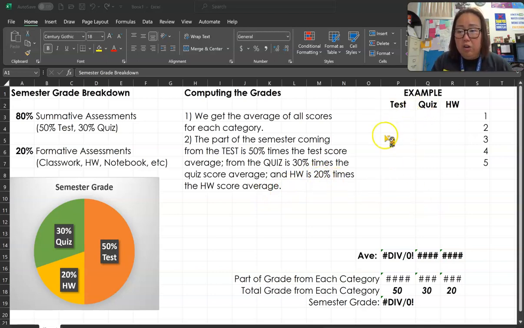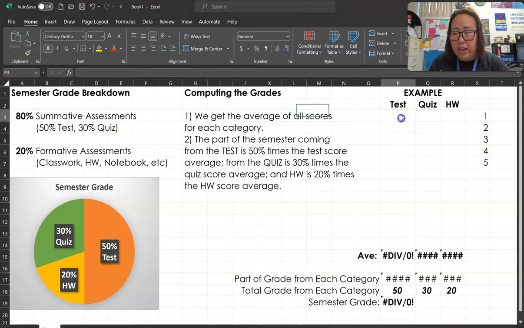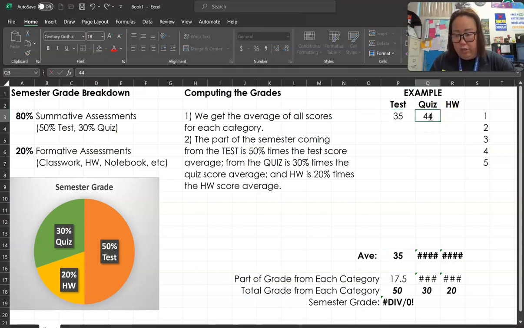So here on this part of the Excel file, I'm going to show you how the grades are computed and why it is that even after turning in so many missing homeworks, the grades are not changing. Okay, so let's have one score for each category. Let's say we have a test score of 35. Let's say the quiz is a 44, and let's say the first homework is a 100.